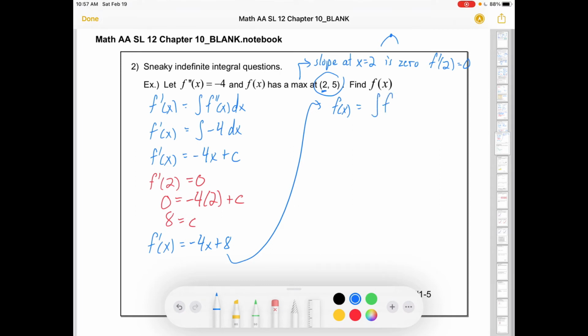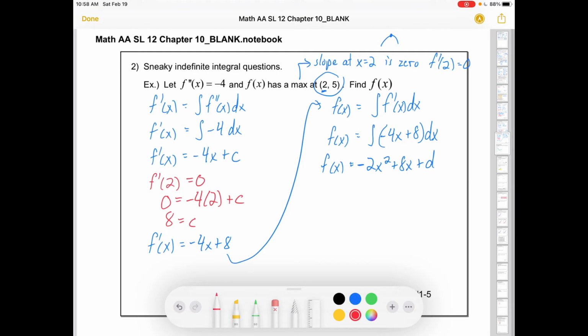F of x is going to be the indefinite integral of f prime. That's what sends us up. Or the indefinite integral of negative 4x plus 8 dx. And you can find that indefinite integral either by thinking about just what differentiates to negative 4x or by using rules. I think it's straight ahead enough that we might just want to go with inspection here. I'm going to use a different letter here. Maybe I'll use d for my constant of integration that comes up this time.